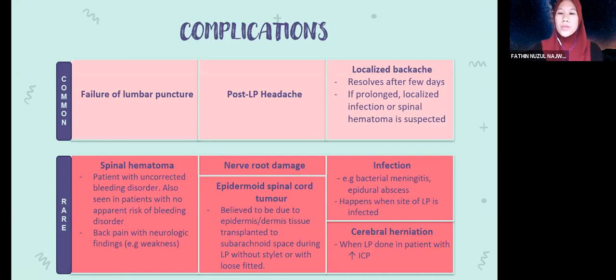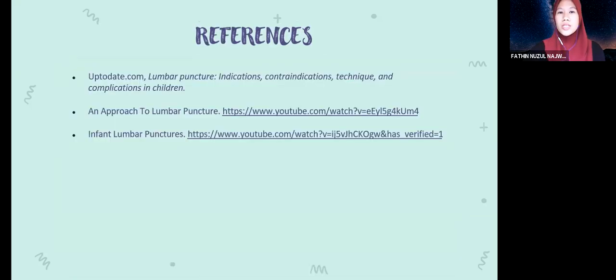The next one would be infection. This happens when the site of the lumbar puncture is infected. And the last rare complication would be cerebral herniation. It happens when the LP is done in a patient with increased ICP.